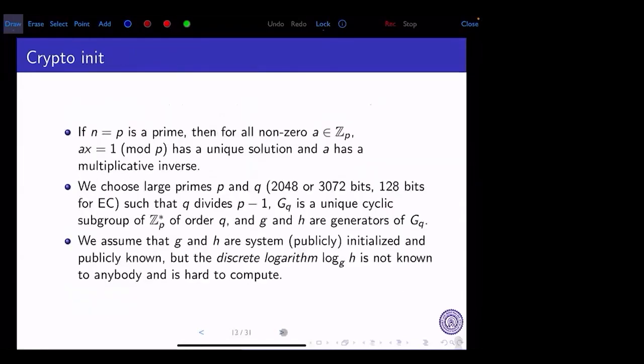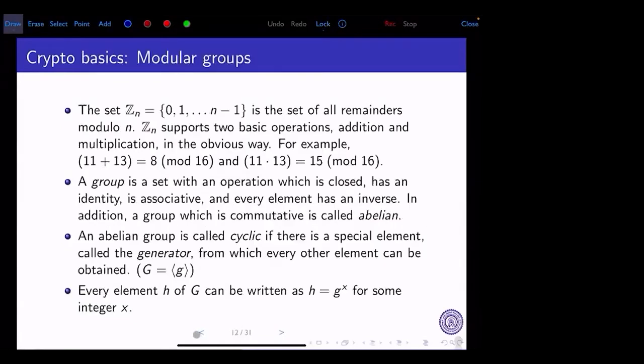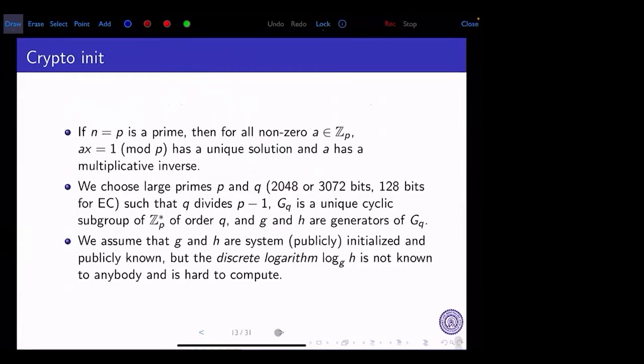So we choose P as a prime. If P is a prime, then we can show that the multiplicative inverse exists and then this is a multiplicative group. And in cryptography, you almost always choose a group like ZP. And you choose large primes, P and Q. Typically, for contemporary security, you choose P and Q to be a 3072-bit modulus.